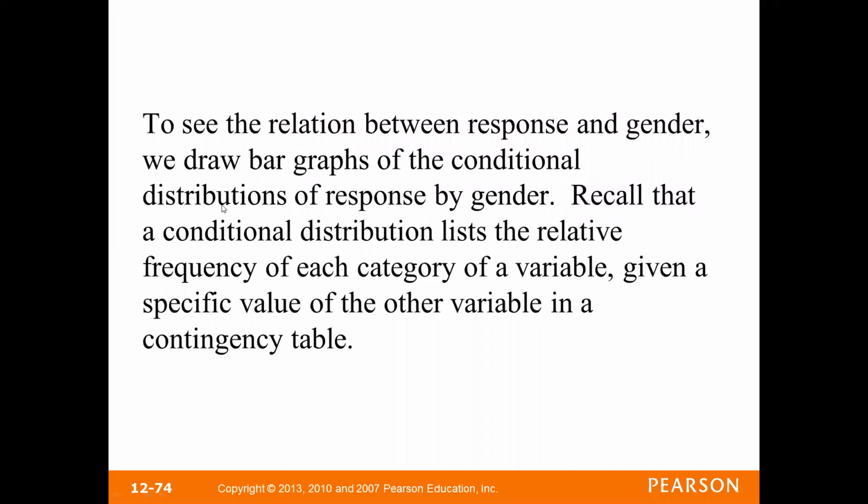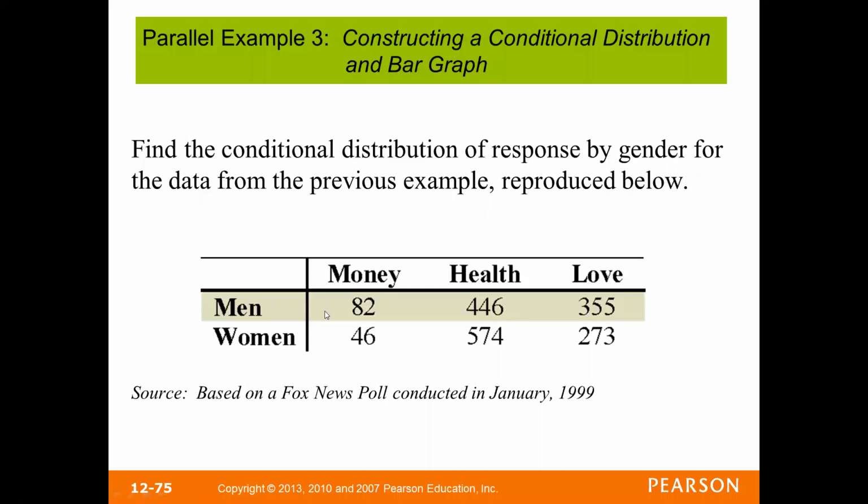To see the relationship between response and gender, we can draw bar graphs of the conditional distributions of response by gender. Remember that the conditional distribution lists the relative frequency of each category of a variable given a specific value of the other variable. So if we were to look at the distribution of money, health, and love by men, I would divide each one of these values in the men row by the total number of men surveyed. To get the conditional distribution for women, I would take the number of women in each category and divide by the total number of women surveyed.